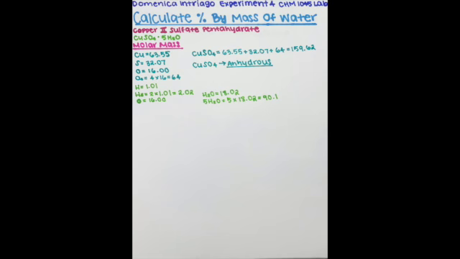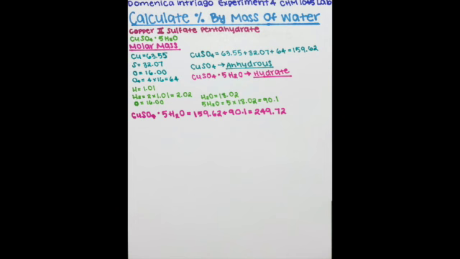After getting our molar mass for both the copper sulfate and the water, we are going to have to add them up, and then when we do that, we get 159.62 plus 90.1, which equals 249.72, and that would be the molar mass for our whole hydrate.